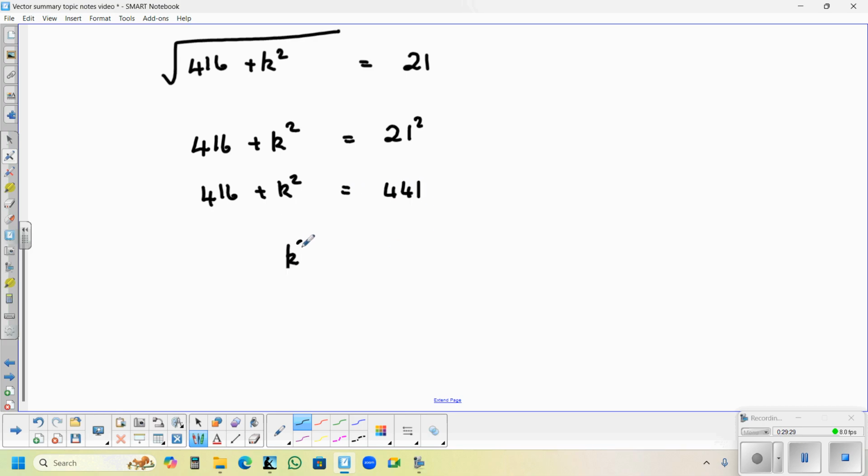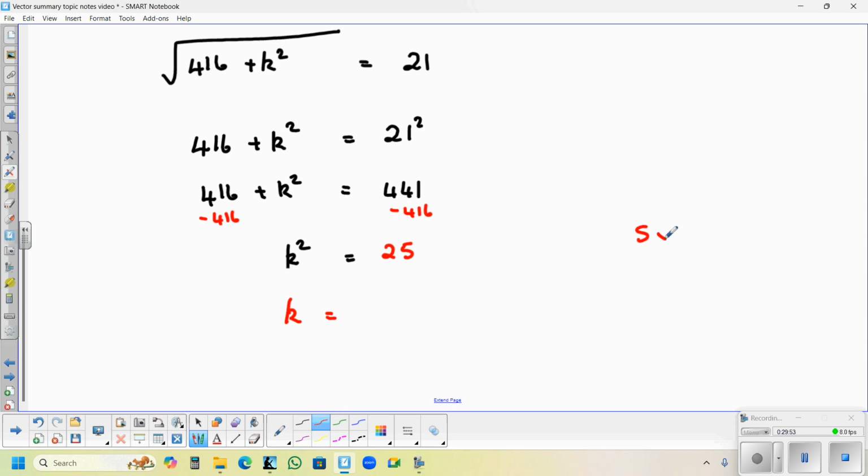I want k squared, so k squared is equal to, take that 416 away from both sides, and when I take 416 away from both sides, I end up with k squared is equal to 25. Now, that means k is equal to the square root of 25.